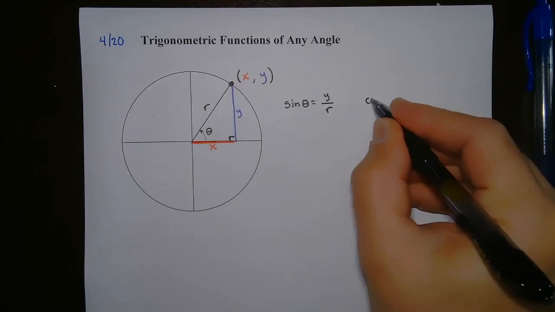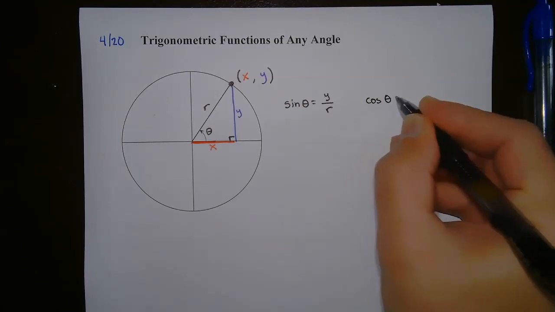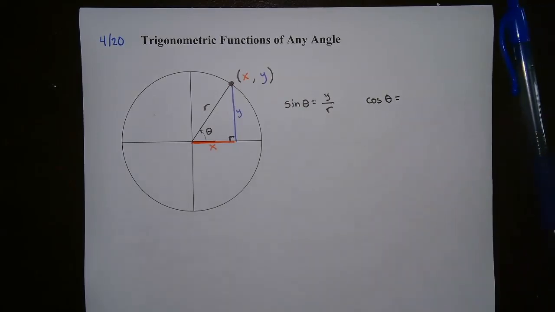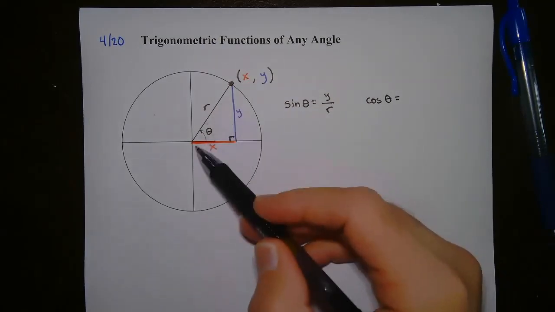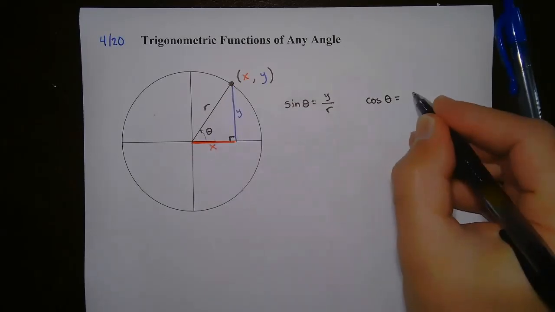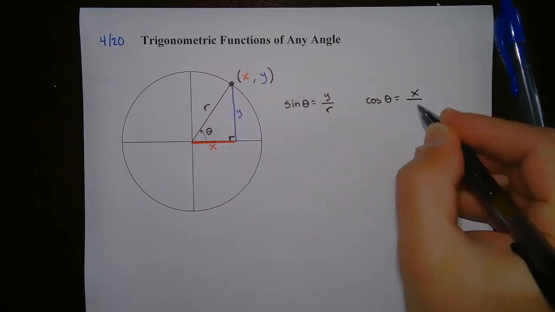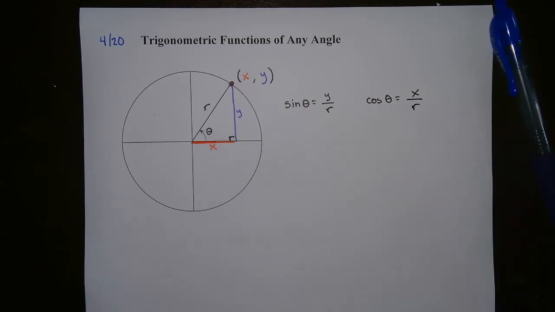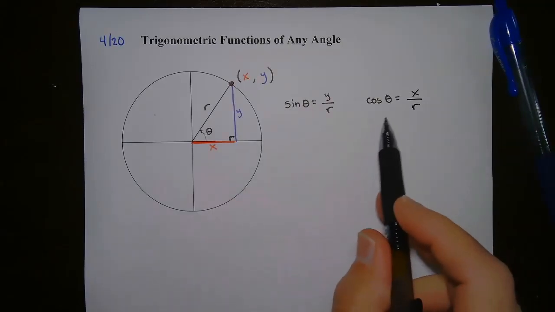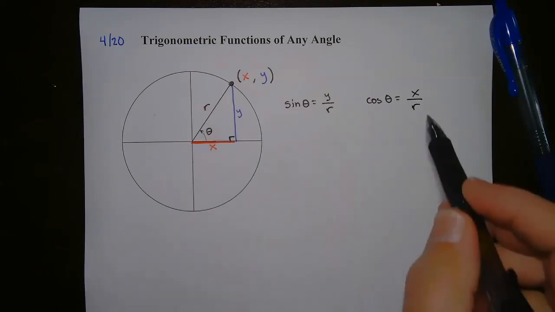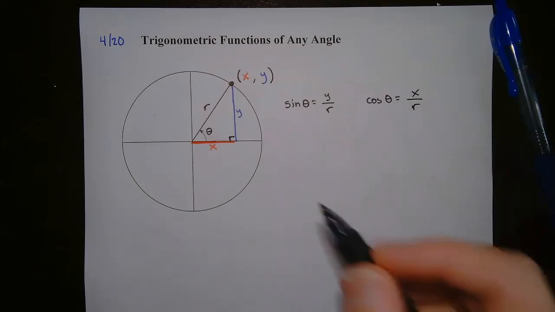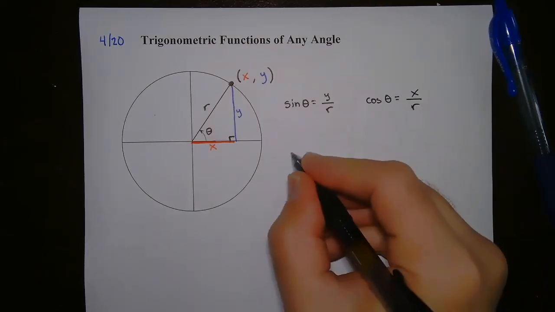And cosine of angle theta is the adjacent leg over the hypotenuse. Now the adjacent leg is called x, and the hypotenuse is called r. So cosine theta is x over r. It doesn't matter where you rotate, the adjacent leg will always be your x, and the hypotenuse is always going to be your r. So you need to know these two. Actually, not just these two. You also need to know this one.